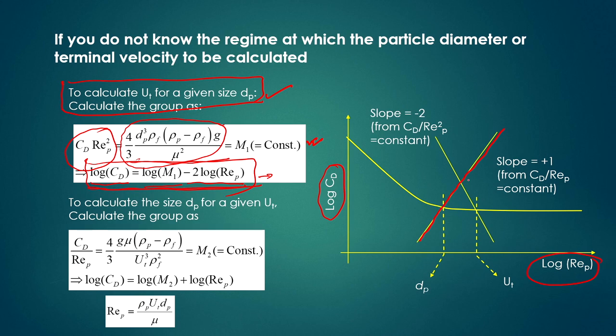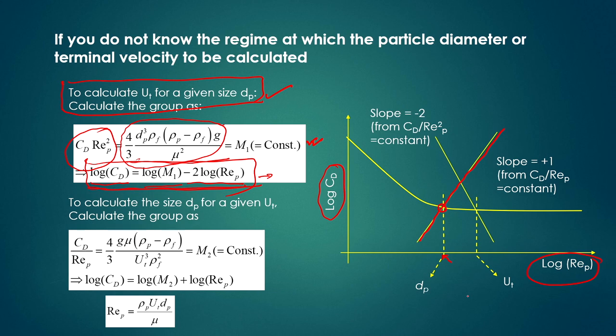Wherever this equation intersects with the log CD versus log REP data on the chart, from that intersection point you will be able to find the value of log REP. If you know that log REP value, then you will be able to find the REP value just by taking the anti-log. And once you get that REP value, you will be able to calculate the terminal velocity.